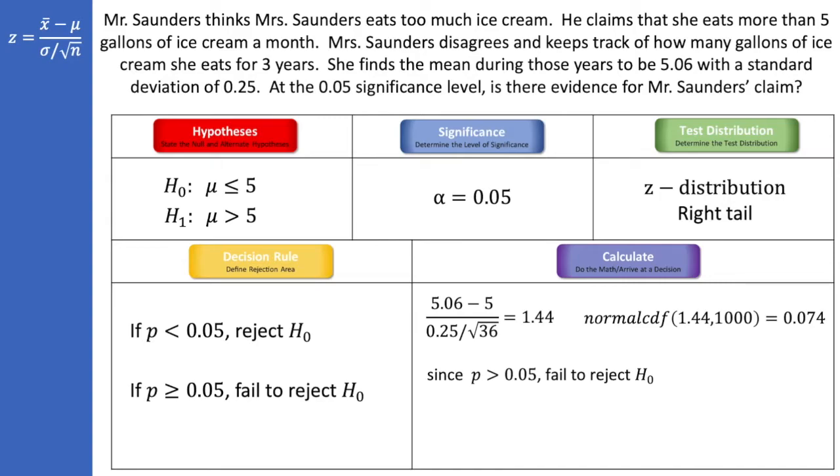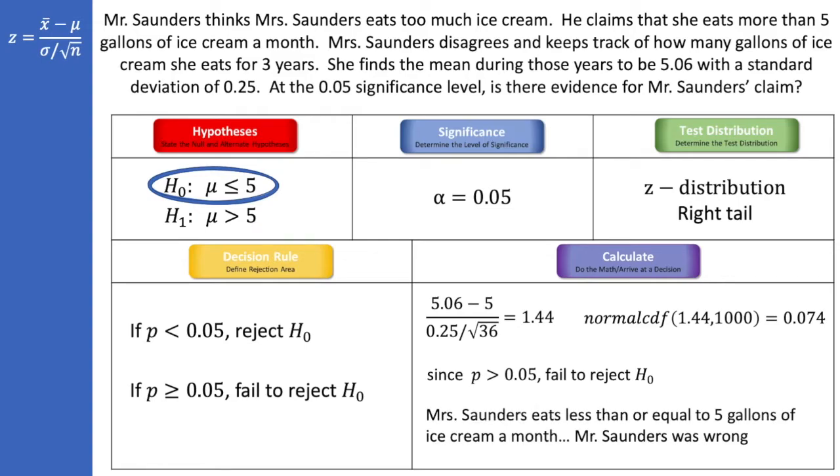If we're failing to reject the null, we're accepting the null. But what does that mean? We need to be able to put it into English or into a sentence. And what this means is that, well, Mrs. Saunders eats less than or equal to 5 gallons of ice cream a month. Mr. Saunders was wrong. Let's try another one.